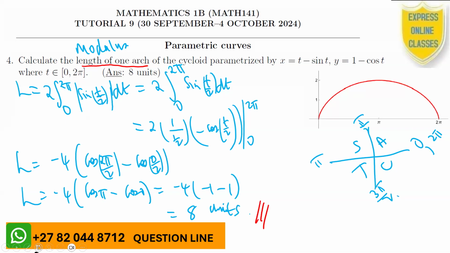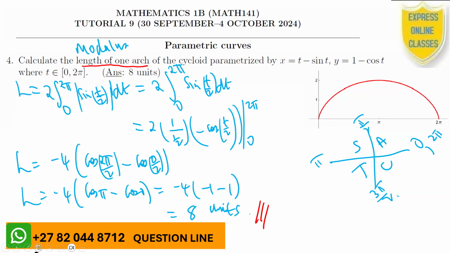Right, so we have exactly the following. Okay, so we got the answer as exactly 8 units. Now think about it and see where you have questions.